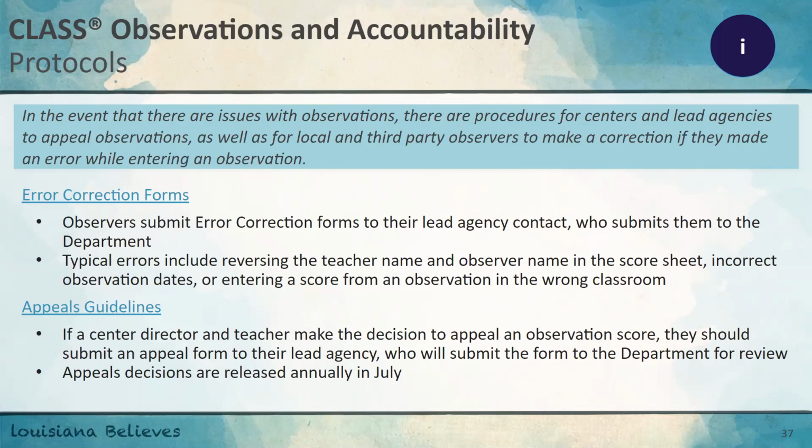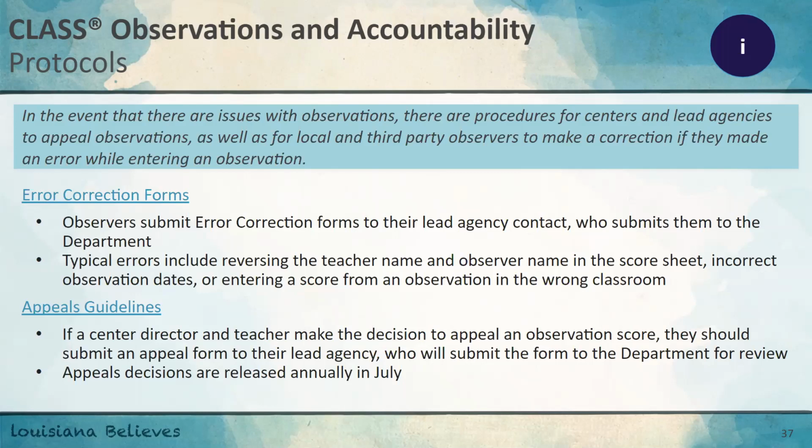I see that there's a question in the chat box about shadow scoring. So yes, it's a little tricky. I'm going to restate what you have to do for shadow scoring. Each semester you have to shadow score 10% of your classrooms. In addition to that, every observer in your network has to be shadow scored once annually.